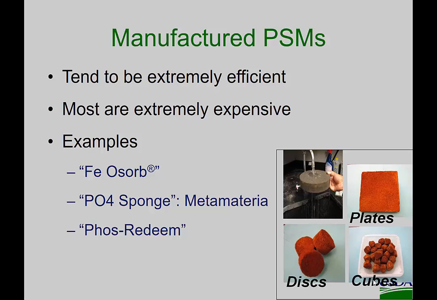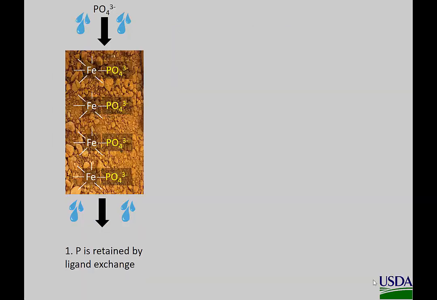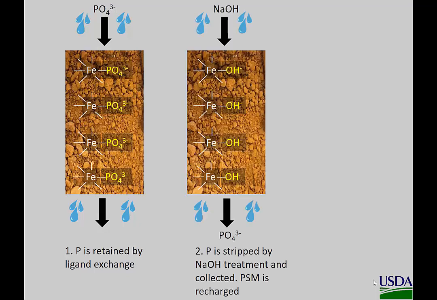Some of these materials, particularly the ones that are made out of iron and aluminum oxides and hydroxides, have potential for being regenerated. And this is something we're continuing to do research on right now in our laboratory in West Lafayette. But in a normal scenario, we have phosphorus flowing into our iron-rich material. We absorb the phosphorus through a ligand exchange mechanism. And then once it becomes saturated with phosphorus, we can strip it off with a hydroxide solution of some sort, regenerating it, getting it ready to reuse again and again.